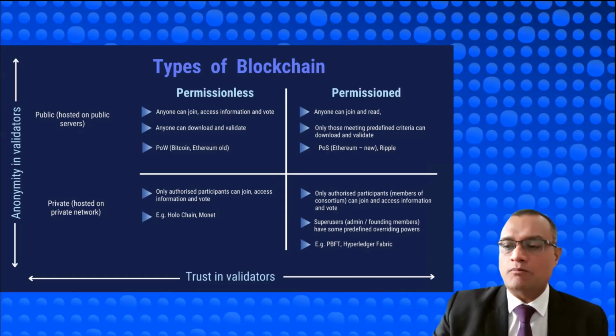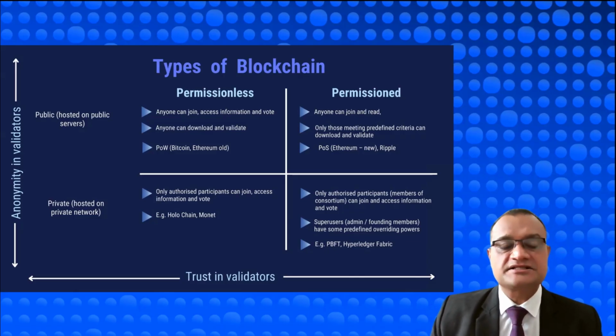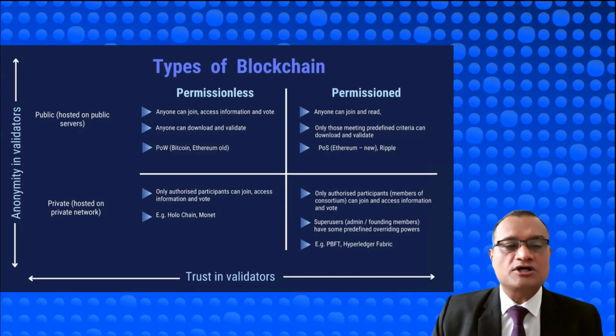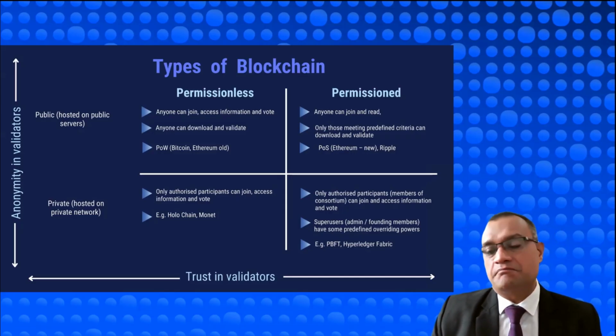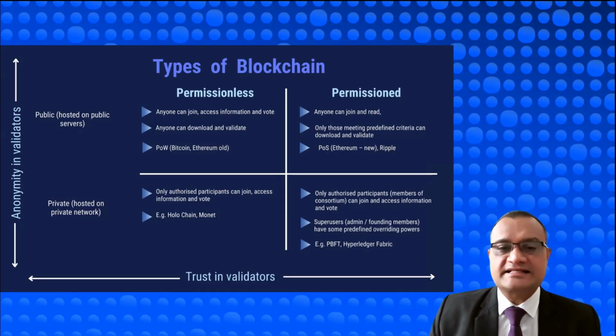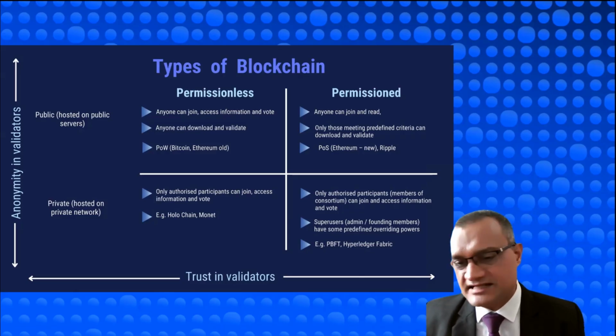You can just go above and see where the anonymity in validators is higher and trust in validators goes on the lower side. So public, hosted on a public server, permissionless: anyone can join, access information and vote. Anyone can download and validate, and POW, Bitcoin, Ethereum are a couple of examples.